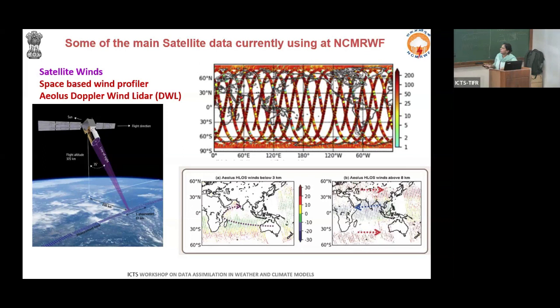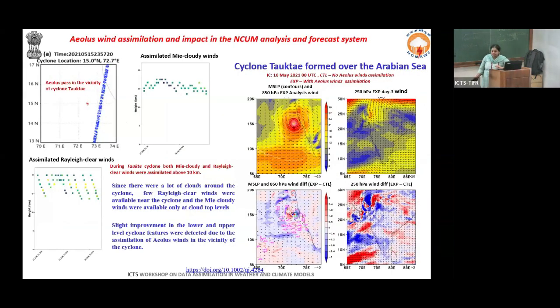Then we analyzed how these winds represent our monsoon circulation, the TEJ and the low level jet. We found that these features are well represented in this type of observation, and we did some assimilation of this data during some cyclone cases also.